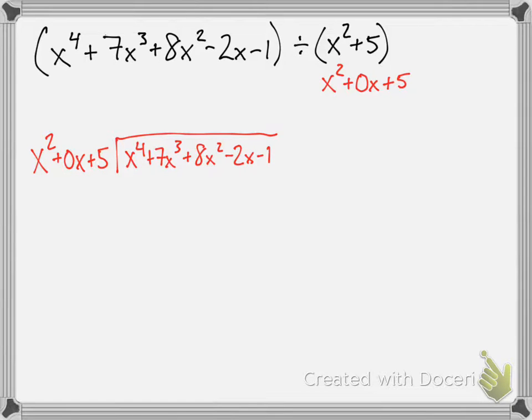So in a problem like this, again, there's a lot of terms, but it's all the same idea. It doesn't matter if your divisor is a binomial like the first two. We have a trinomial here with the x squared, the 0x, and the 5. It doesn't really matter how big or small they are. You follow the exact same process.